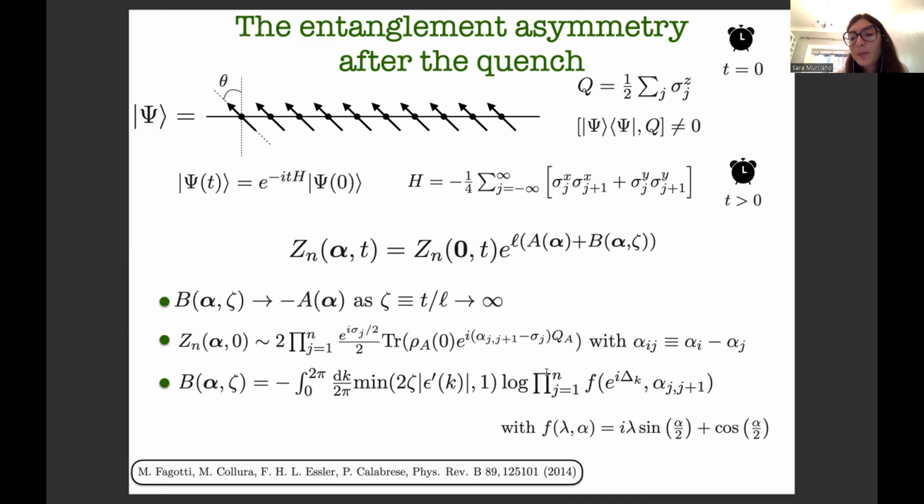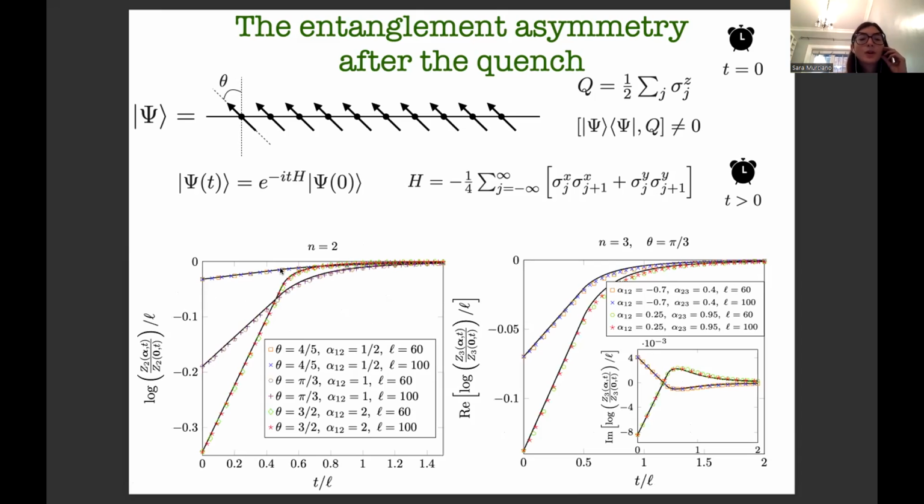Now, we have applied the quasi-particle picture. So if we know the asymptotic value that each excitation with a given momentum k contributes to B, and we know the number of quasi-particles that are shared between A and B at a given value of ζ, and which propagate with this velocity, where ε' is the velocity of each quasi-particle, we were able to obtain a full expression for B for any value of time, or for any value of ζ.